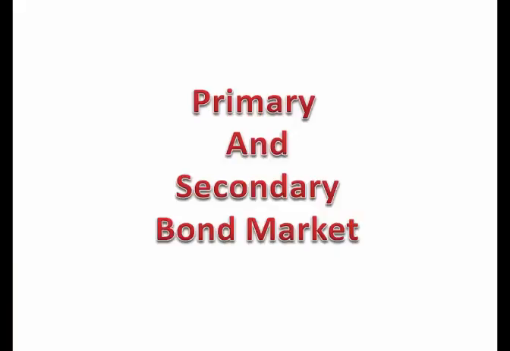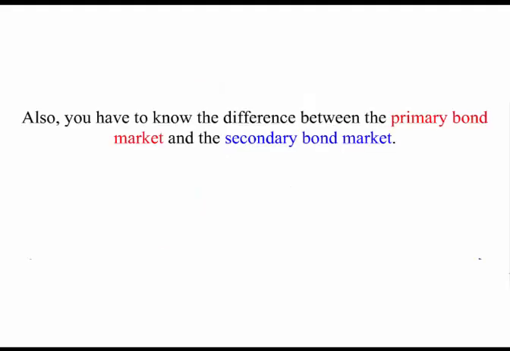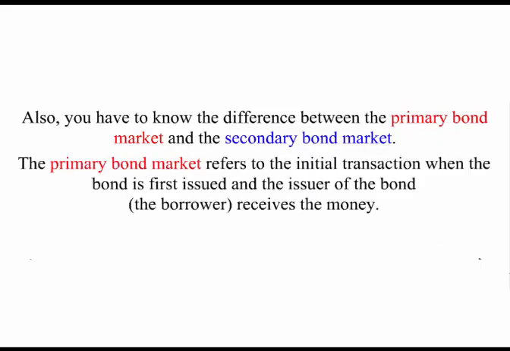primary and secondary bond market. To understand how the bond market works, you have to know the difference between a primary bond market and a secondary bond market. The primary bond market refers to the initial transaction when the bond is first issued and the issuer of the bond, the borrower, receives the money.